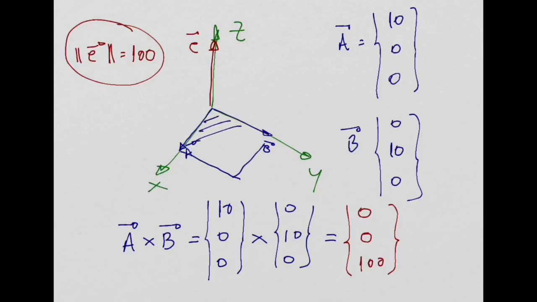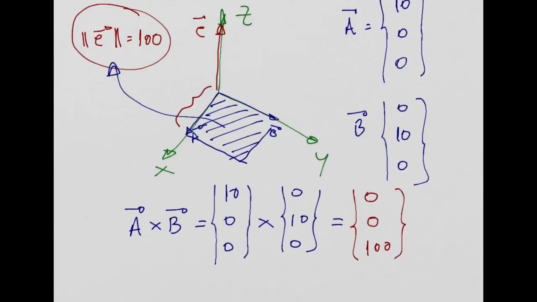This area here is basically the norm of the result of the cross product. Right? And we can easily check in this example. Look at this. How much was this length here? This length is the norm of vector A, which is 10.